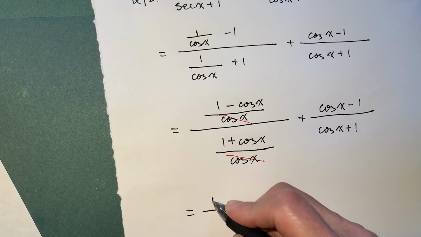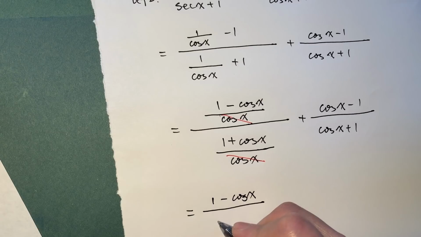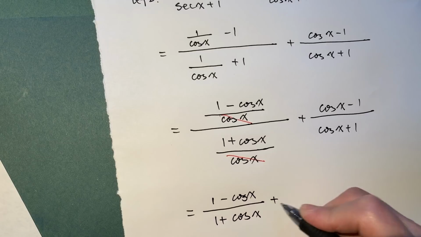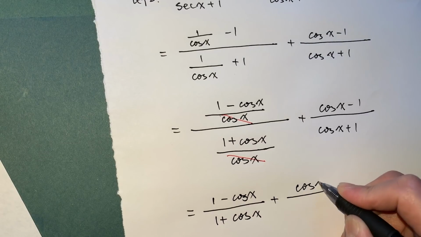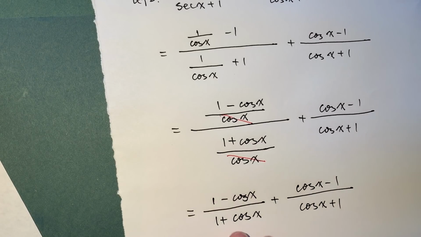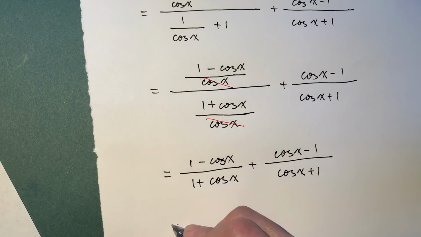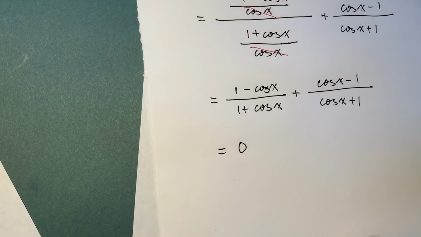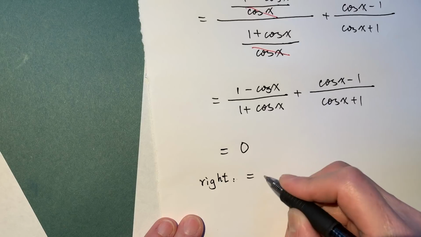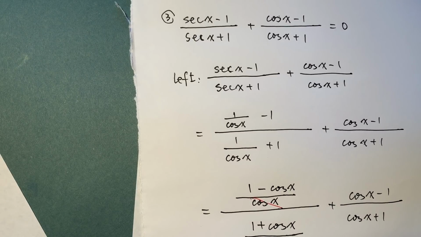So it becomes 1 minus cosine x over 1 plus cosine x plus cosine x minus 1 over cosine x plus 1. So the denominator is the same and the numerator is just the opposite, so equal to 0. And on the right, equal to 0. So this identity is established.